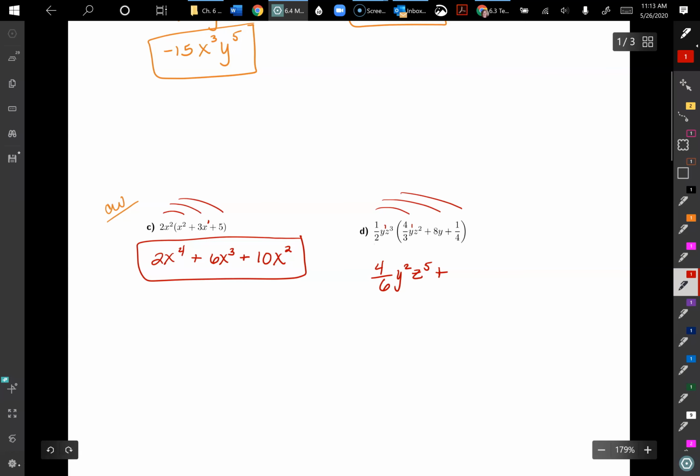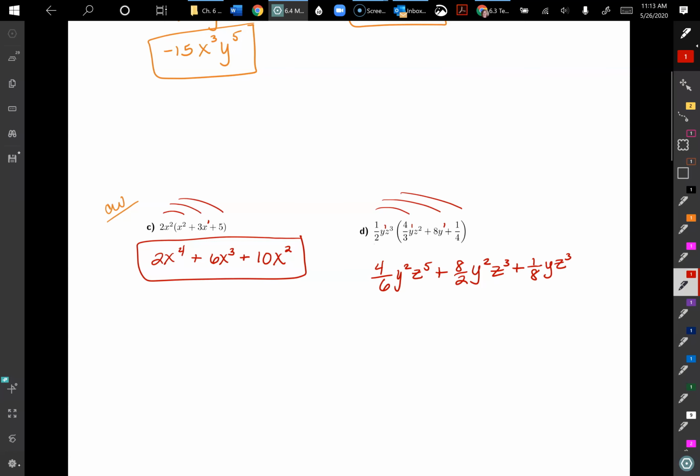So then I have half times 8 is going to be 8 over 2. Again, you could just calculate that as you go if you want. Y to the first times y to the first is y squared. Z cubed times, there's no z's over there, so it's just z cubed. Bring down your plus. Then half times a quarter is an eighth. And then we don't have any variables there, but we need to bring these over.